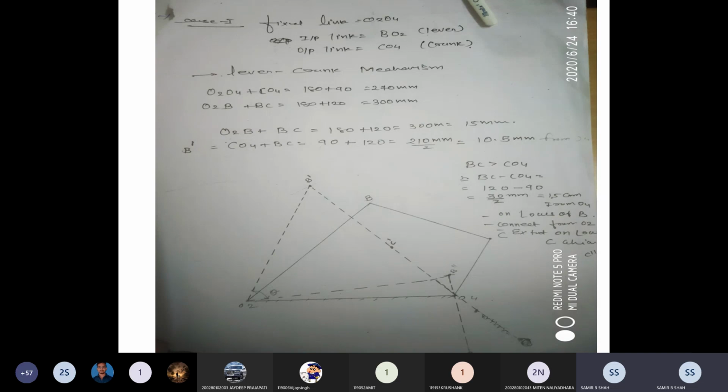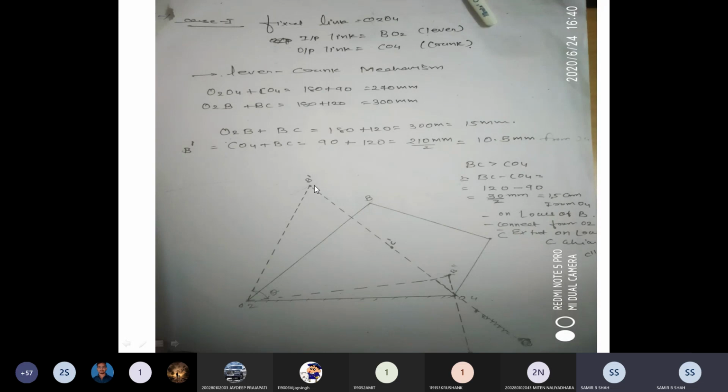Due to that, we can determine where the remaining links have to be adjusted. Okay, so for that, as I have seen here, and it may be clear in your figure also, initially we find B dash. B dash means this, outside of this.